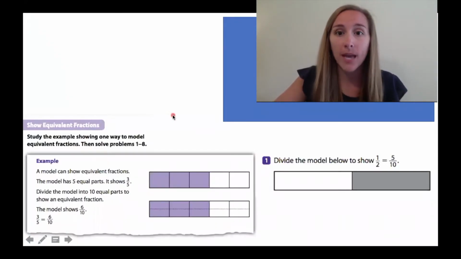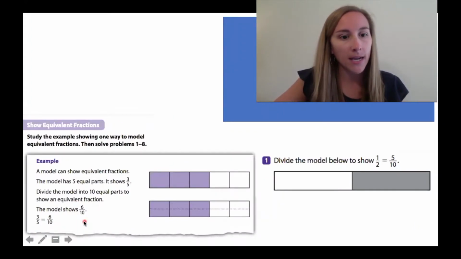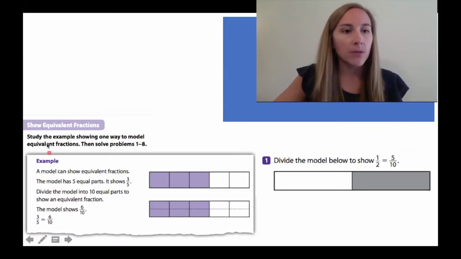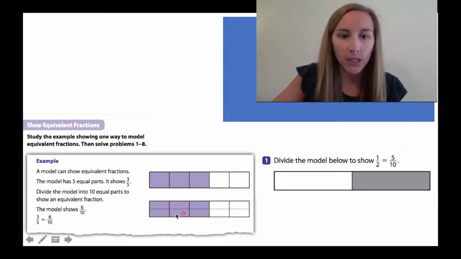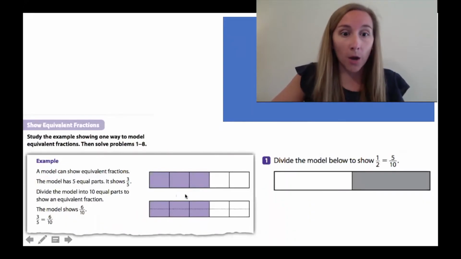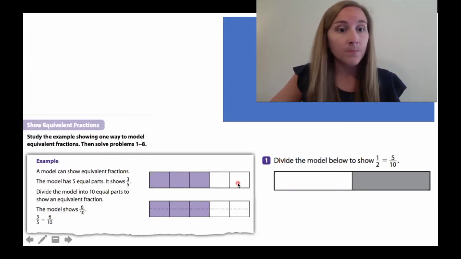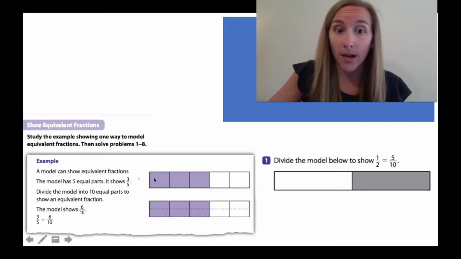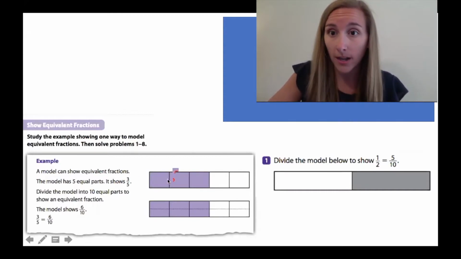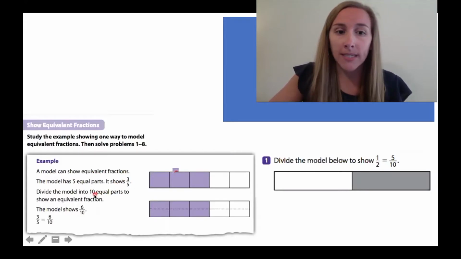So this would be the first activity in activity number 3, the first page. We're talking about equivalent fractions, and we're really starting back with those models. This says a model can show equivalent fractions. The model has 5 equal parts: 1, 2, 3, 4, 5. It shows 3/5. I know that because there are 3 shaded in of the 5 in all. It says to divide the model into 10 equal parts to show an equivalent fraction.